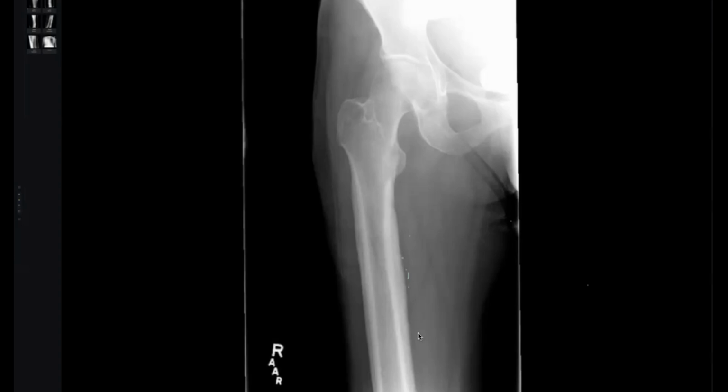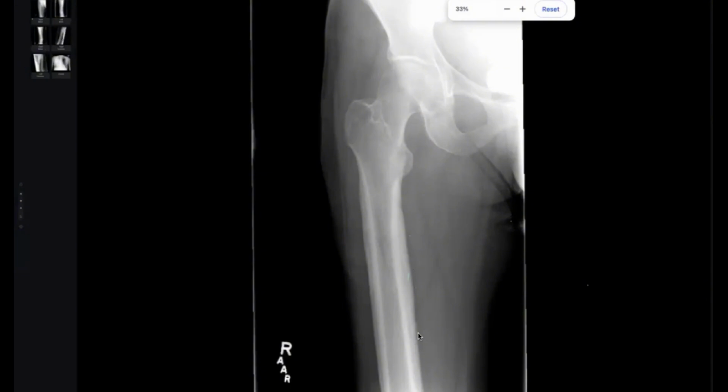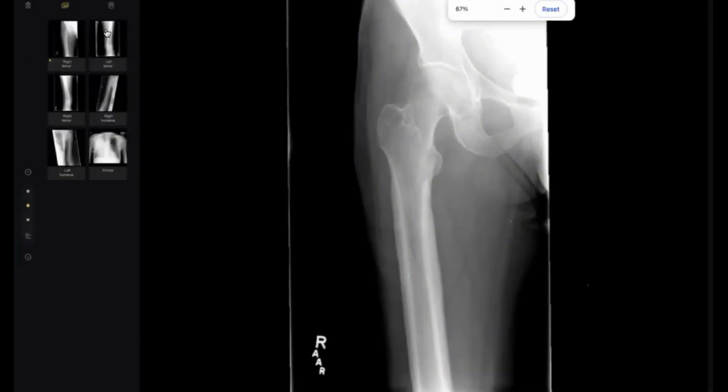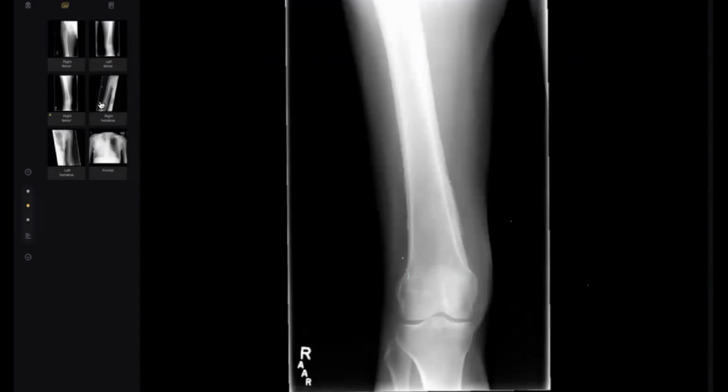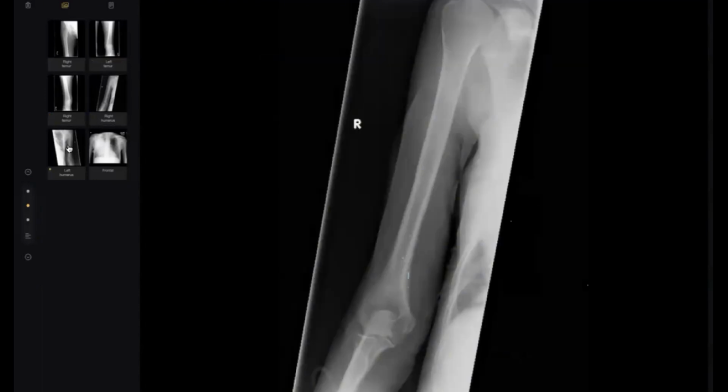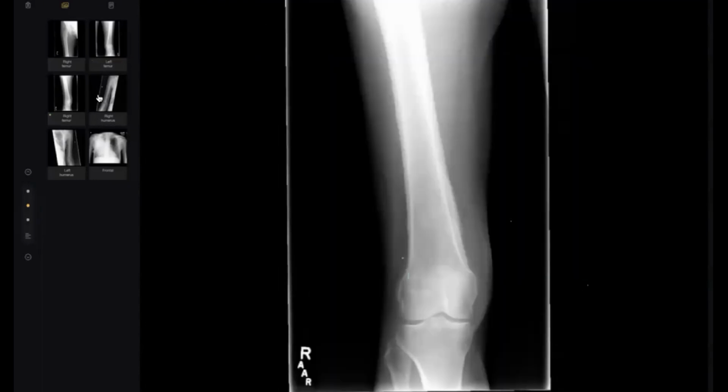Excellent. So this is hypertrophic osteoarthropathy. I would like to see the other limbs as well, to compare. Yes, so there is symmetrical periosteal reaction on this side of the femur. What is the name of this sign? This is the tram track sign. Okay. What happened here?